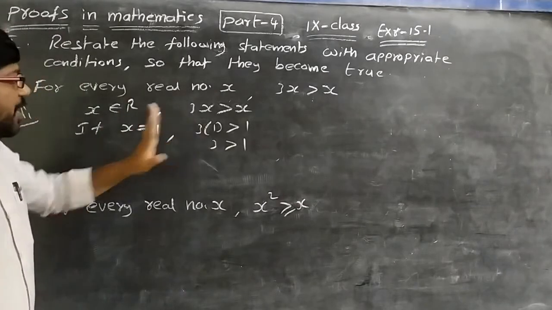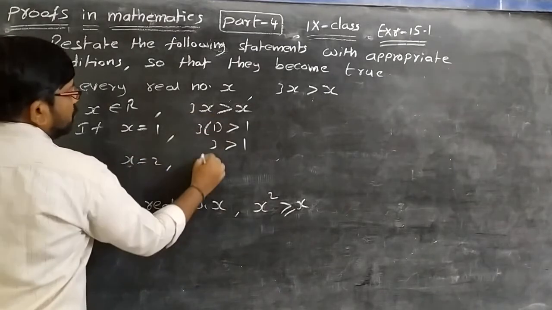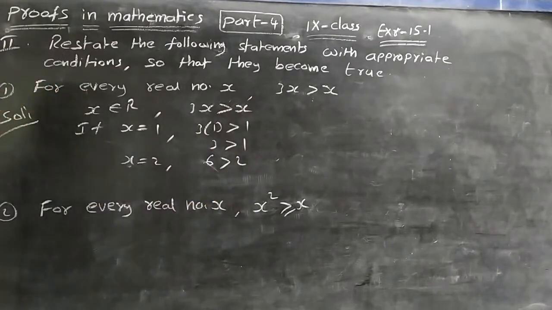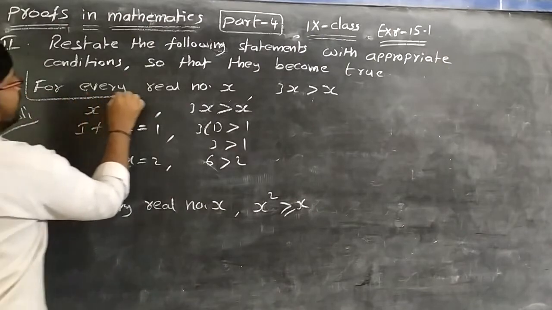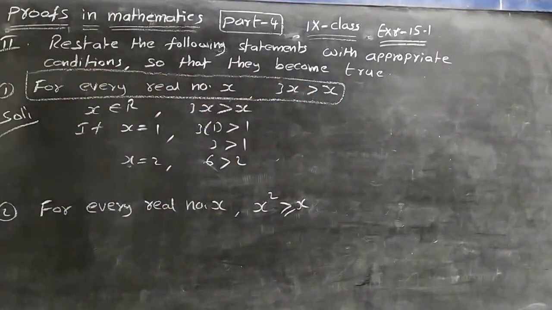If x equal to 1, then next x equal to 2. 3 2s are 6, greater than x which is 2. 6 is greater than 2, right? So the given statement is true for x greater than 0. So this statement is true when x is greater than 0.